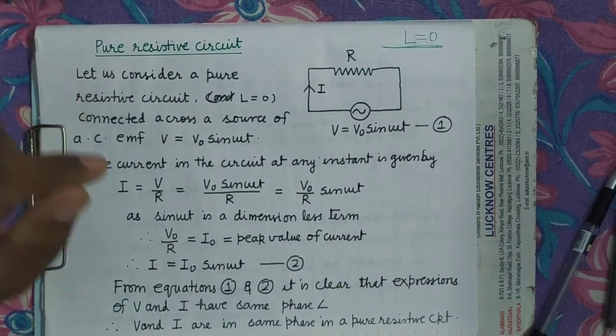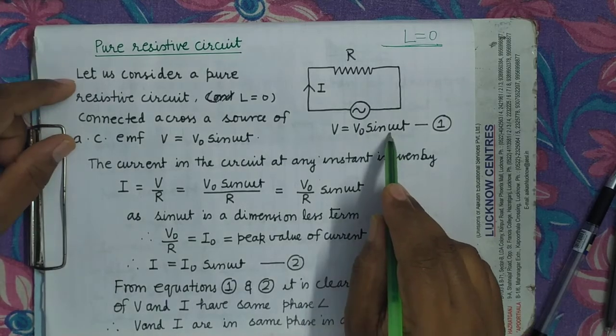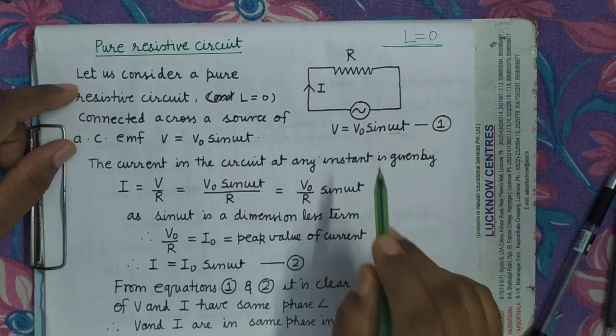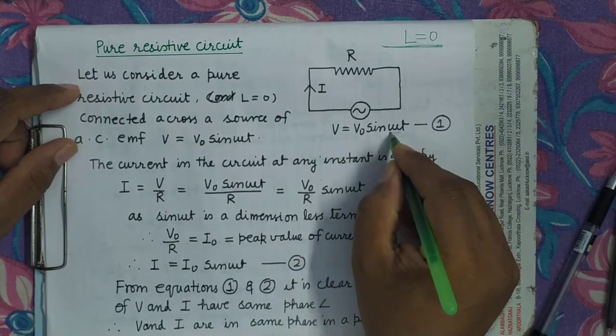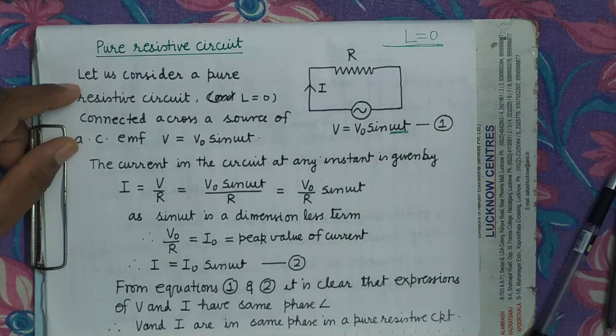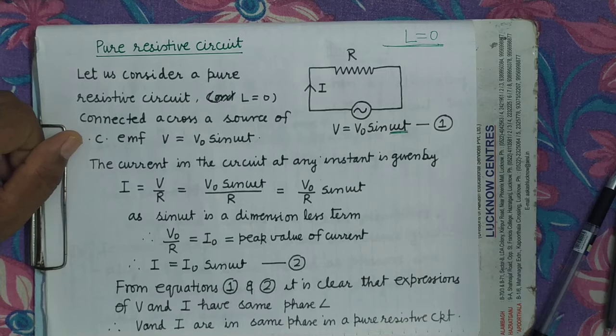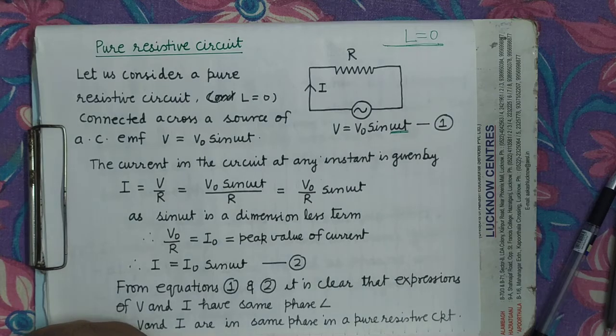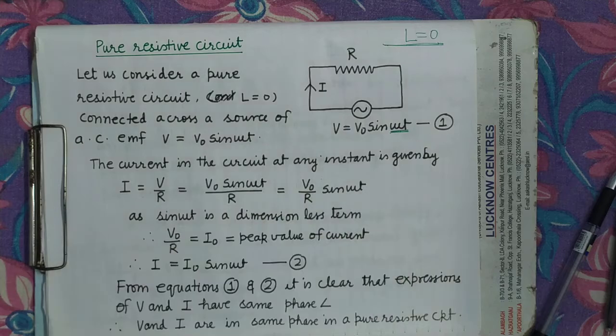What is the angular frequency of variation here? The angular frequency of variation is omega. What is the phase of the alternating voltage? It is omega t. This angle represents the phase of the voltage at time t. Now see here, the current which will be produced here will also be alternating. It will also have the same angular frequency as the voltage.